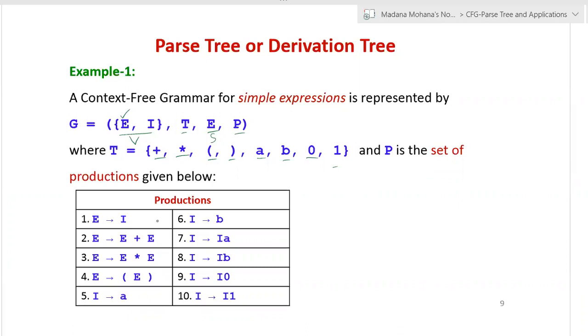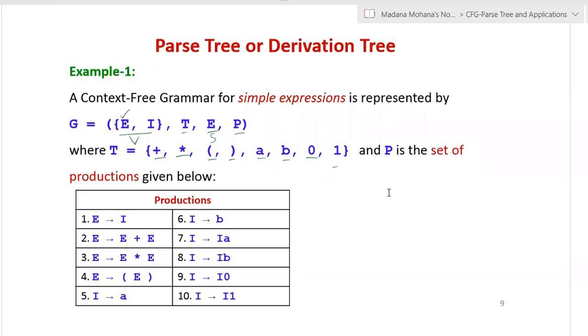The productions are E derives I, E derives E plus E, E derives E into E, E derives E within parentheses, then I derives a, I derives b, I derives Ia, I derives Ib, I derives I0, I derives I1. So these are all the productions. This is one context-free grammar for simple expressions. Now, whenever you want to draw a parse tree or derivation tree, first we require derivations.